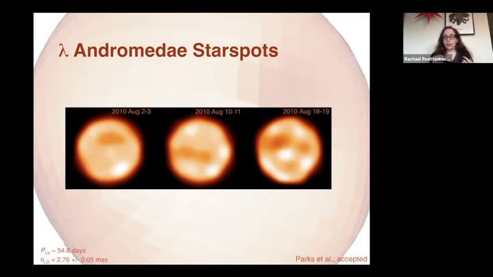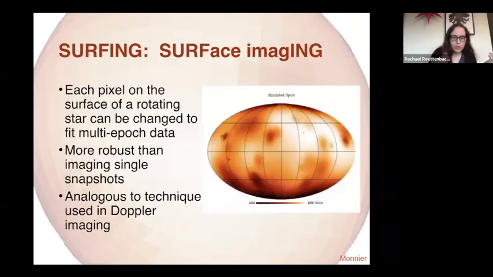But what I wanted to do is plot the data on the star in the same way that the Doppler imaging and the light curve inversion do, of doing the whole star at once. And so I actually used this algorithm called SURFING, or surface imaging, that takes all of the data and plots it onto the surface at once. So the idea is that in a way that's analogous to Doppler imaging, each pixel and point on the surface refers back to multiple nights of data. So we're trying to get a more robust image of the surface of the star as opposed to these snapshots that are typical of interferometric imaging. Taking snapshots is a very popular way of doing imaging with interferometry.